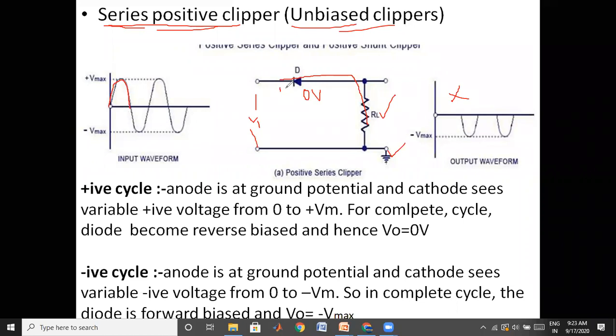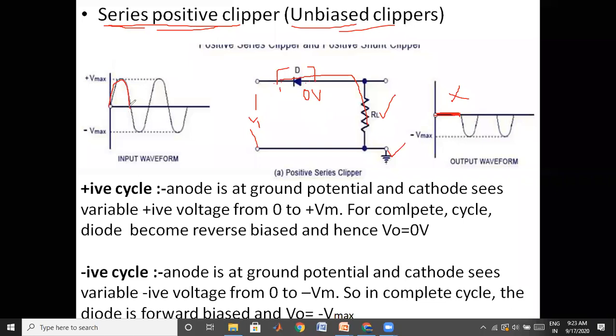If we apply a negative voltage, then the diode will be on. But we are in the positive cycle, so the values are 1, 2, 3, 4, positive voltages. Therefore the diode will be in reverse bias. A reverse biased diode is an open switch, so there is no connection. Since it is open, we won't get any output. Therefore the output is 0 in the positive cycle.